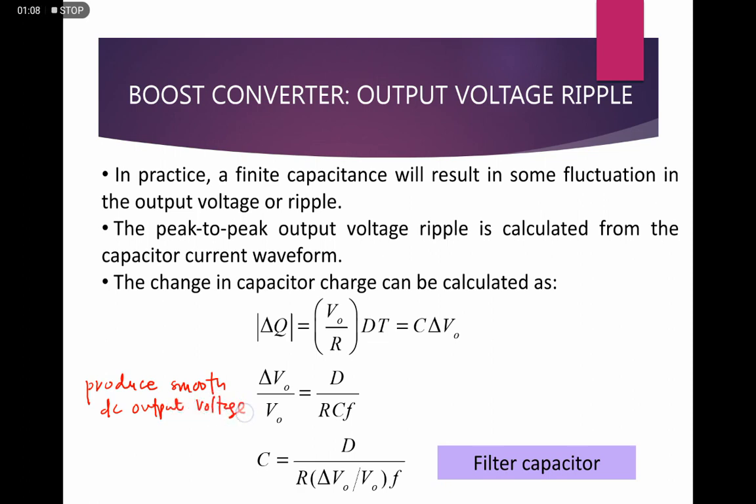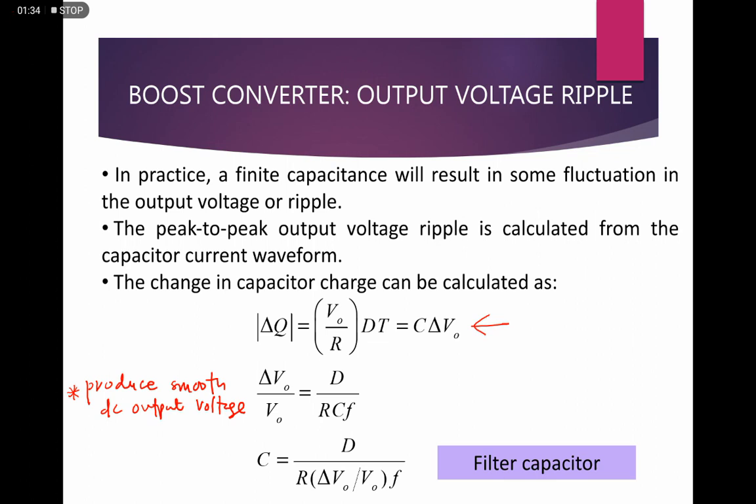So that is the function of the capacitor. It has nothing to do with setting the boundary of whether the converter operates in CCM or in DCM. Its only function is to reduce the ripple so that you are able to produce a smooth DC output voltage.